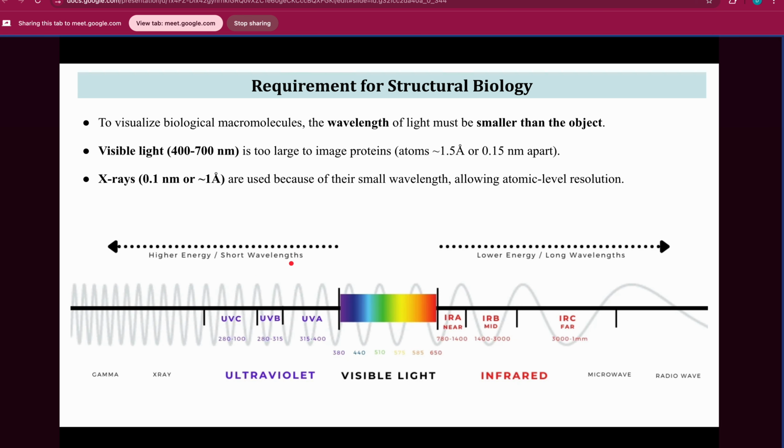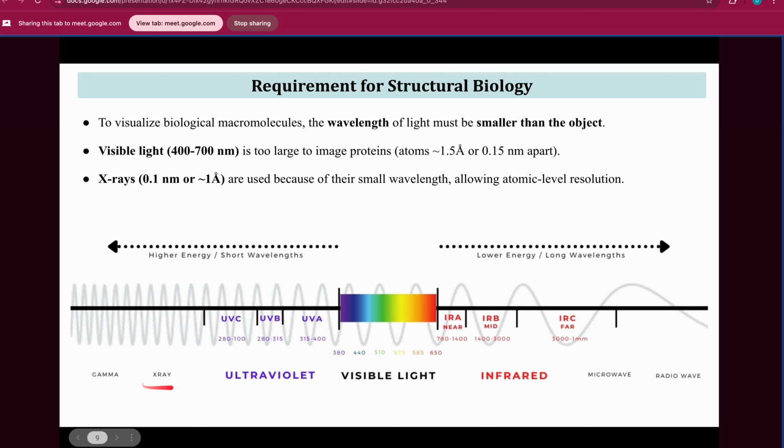So what we require is that our light should be of shorter wavelength so that we can visualize smaller objects, or you can say smaller atoms. So to view at the atomic level, we should move to the left side in the electromagnetic spectrum. From visible light, if we move to ultraviolet, it has shorter wavelength and higher energy. Then X-ray, which will also have high energy and shorter wavelength as compared to visible light. And then the gamma rays.